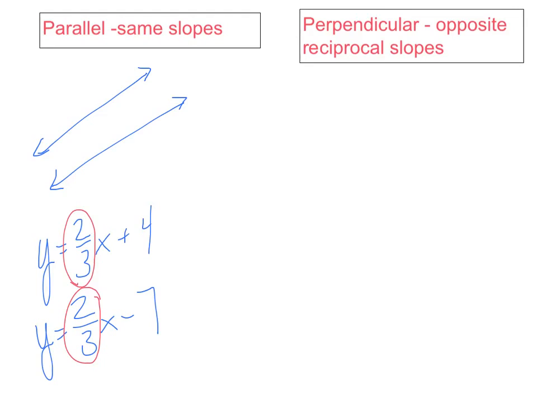Okay, perpendicular is a little bit trickier. Perpendicular lines intersect at right angles, and so if you have one line that goes this way, then the other line is going to kind of go this way.